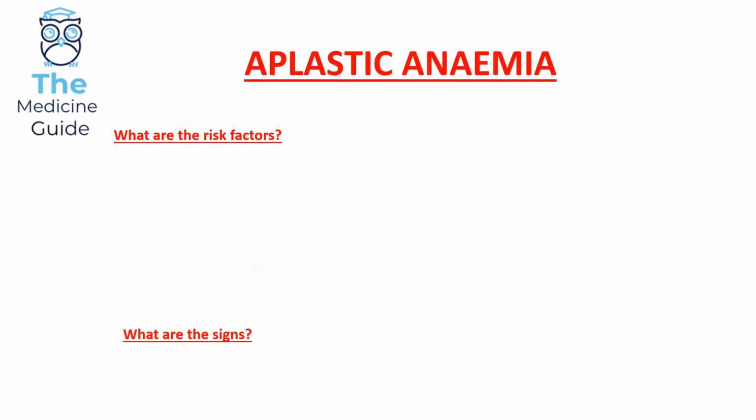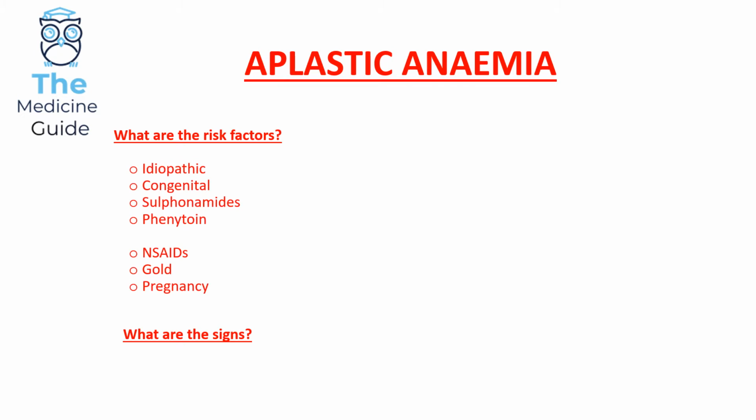Now, the key thing to remember in aplastic anemia is that these patients will be suffering from pancytopenia and a hypoplastic bone marrow. So aplastic anemia can occur idiopathically. It might be congenital in some patients. It might be after the use of sulfonamides, phenytoin, NSAIDs, gold, and pregnancy can be considered a risk factor for developing aplastic anemia.